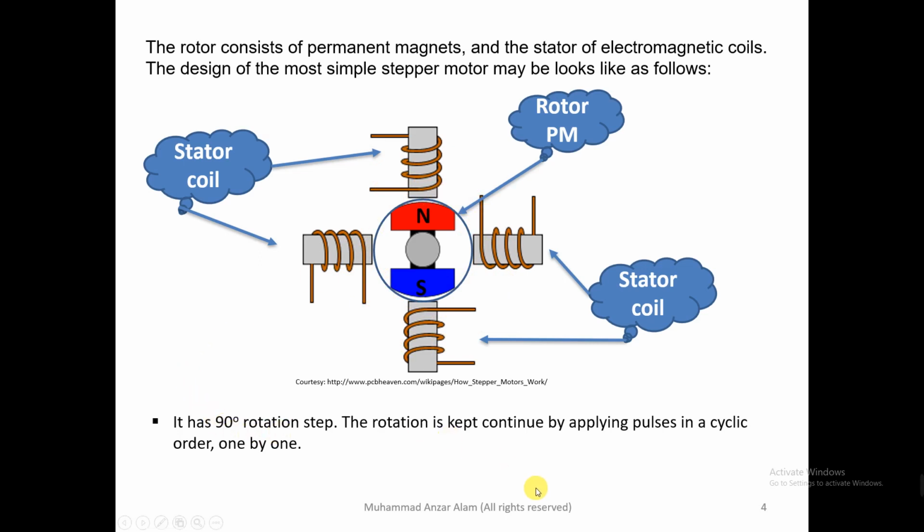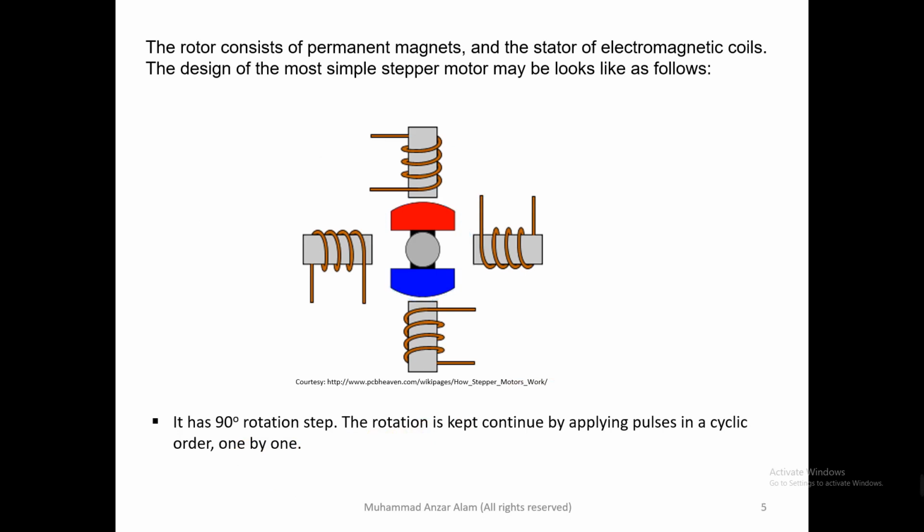The rotation is kept continuous by applying pulses in a cyclic order one by one. So what is the cyclic order? What is one by one? Each of these terms we will try to understand very clearly. The motor direction is controlled by reversing the order of the coils energized. How can the motor direction be achieved? The motor direction can be clockwise, or it can be anti-clockwise.